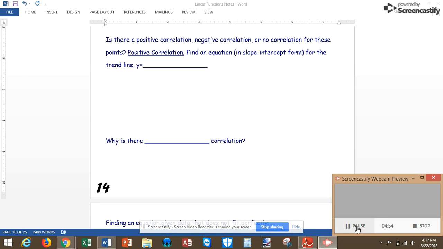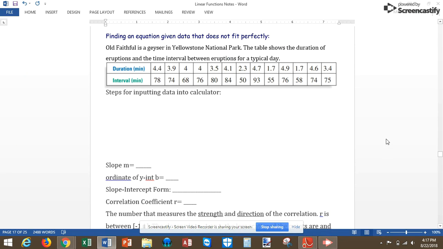Okay, page 15. Finding an equation given data that does not fit perfectly. Old Faithful is a geyser in Yellowstone National Park. The table shows the duration of eruptions and the time interval between eruptions for a typical day. So we have our duration in minutes, and we have the time interval in minutes between each eruption itself.